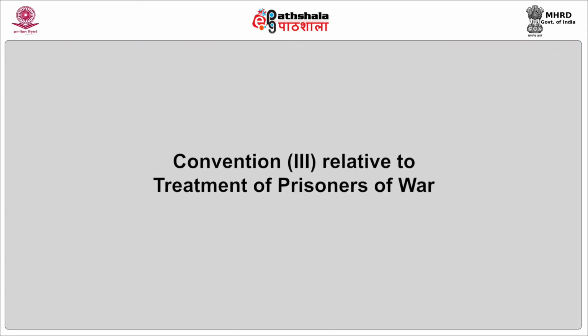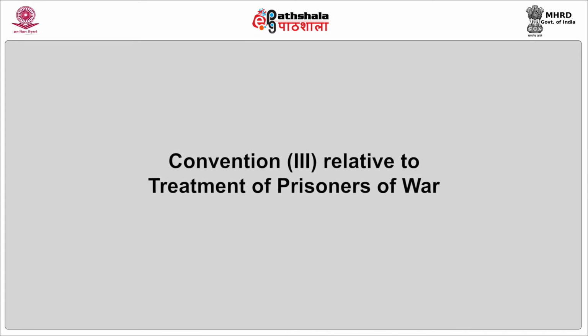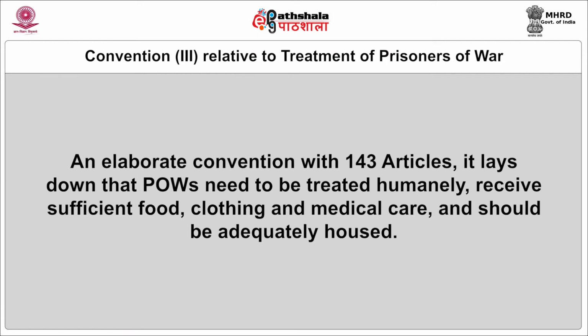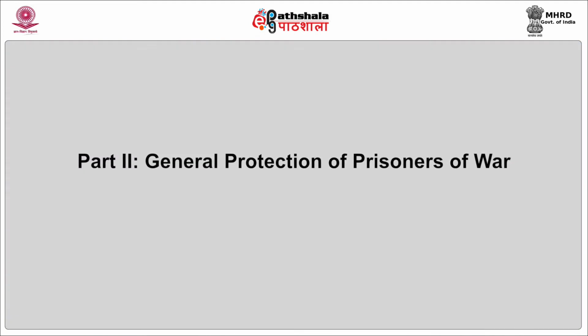Then you have Convention 3 relative to treatment of prisoners of war. The third convention sets out specific rules for treatment of prisoners of war. An elaborate convention with 143 articles, it lays down that POWs need to be treated humanely, receive sufficient food, clothing and medical care and should be adequately housed. It also establishes guidelines on discipline, labor and criminal trial for the POWs. Some of the specific provisions include the general protection of prisoners of war.